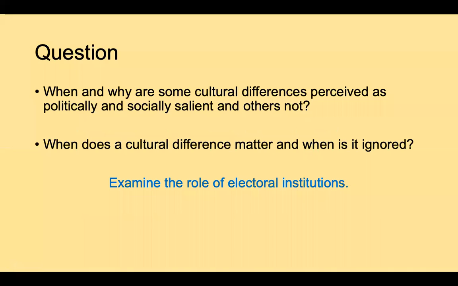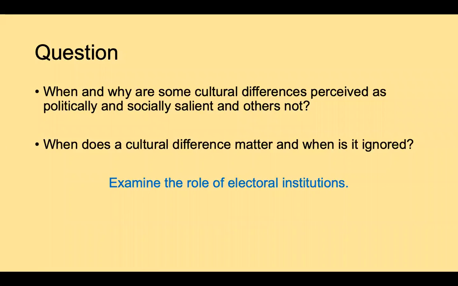But it's possible that some cultural differences and some attributes don't actually matter. And it's possible that they don't actually shape politics in the way that we anticipate that they might. Then the question becomes, when does the cultural difference matter and when is it ignored? When does language matter? When does it not matter? When do ethnic group practices or regional differences matter, and when do they not matter? In order to understand this, we have to examine the role of electoral institutions.